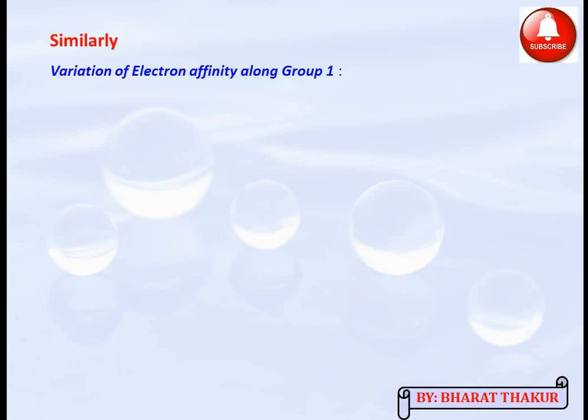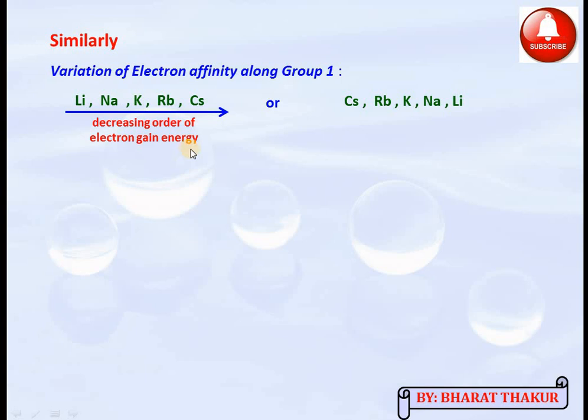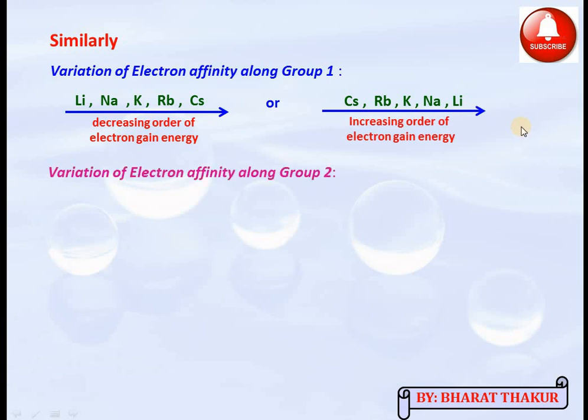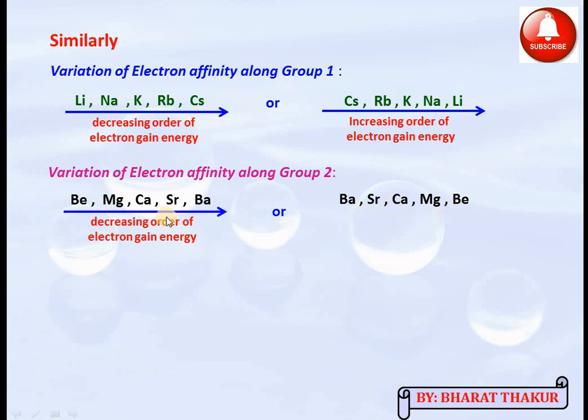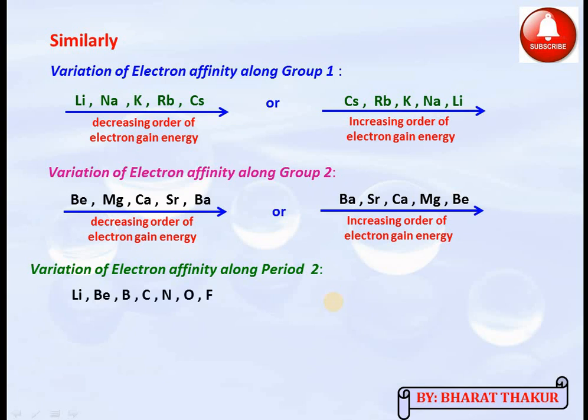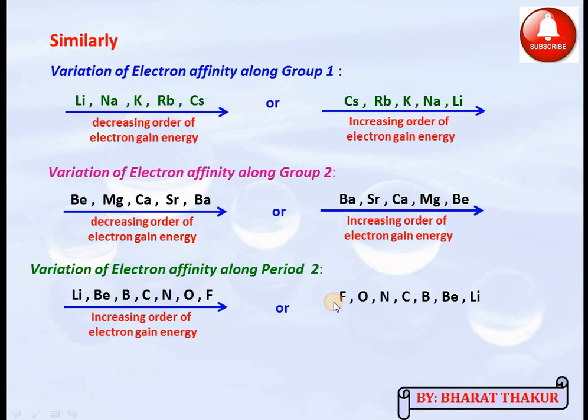Similarly, if we have to arrange the elements of group 1, this is the exact order of group 1 elements, and we know that down the group electron affinity value decreases. So this represents the decreasing order of electron gain enthalpy, and from bottom to top the electron gain enthalpy value increases. Similarly, in case of electron affinity of group 2, the increasing order is from barium to beryllium and the decreasing order is from beryllium to barium. For period 2, from left to right the electron affinity value will increase and from right to left it will decrease.